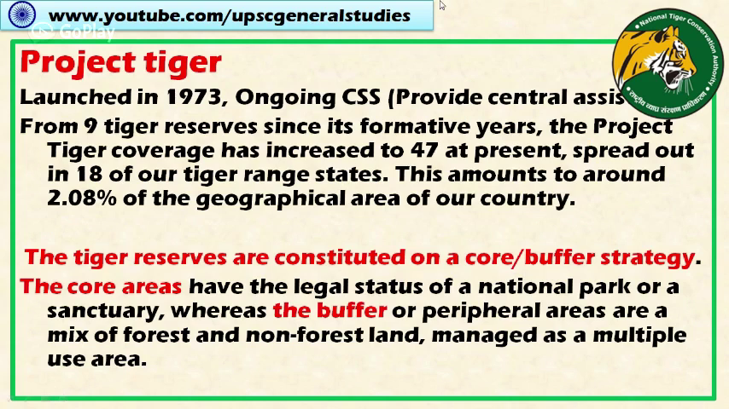Now let's look at Project Tiger. It is a centrally sponsored scheme. It provides central assistance to the states in the maintenance of the tiger reserves. It was launched in 1973. It was started with only 9 tiger reserves in 1973, and then grew to the present 47 tiger reserves. It spreads across 18 states of India. This amounts to about 2.08% of the geographical area of the country, the total tiger reserves in India.